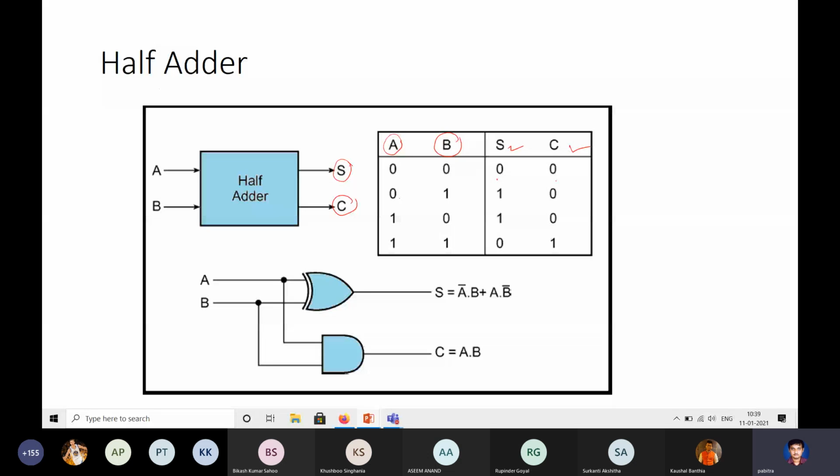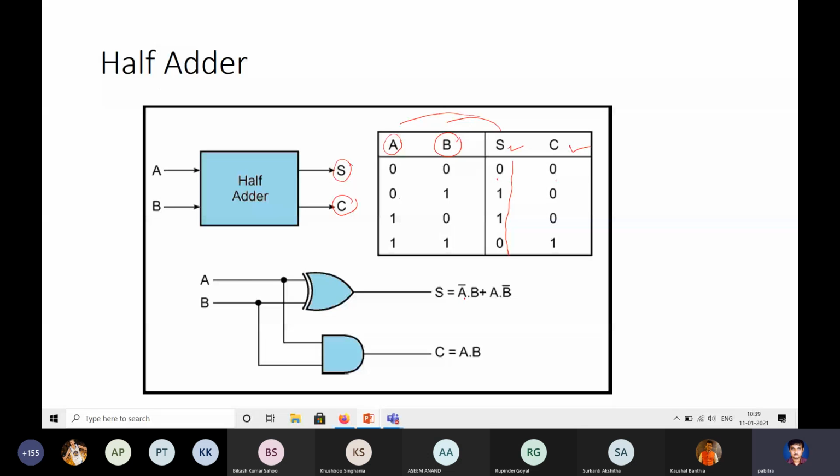Okay, so let's look at the truth table. If we express S as a function of A and B, what is the logic? Can anybody tell what is the logic of S in terms of A and B? Just look at the truth table. What kind of logic is it? XOR gate. So this is the XOR gate.